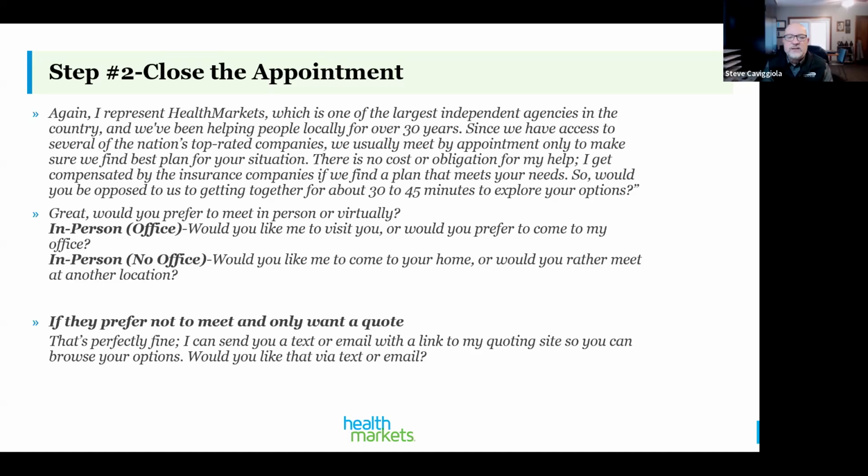Now, since we have access to several of the nation's top-rated companies, we usually meet by appointment only. Why? To make sure we find the right plan for your situation. That's the benefit to meeting with me. There is no cost or obligation for my help. We need to get that on the table right away, guys, because they always think working with insurance people is going to cost them a fee because everything else.